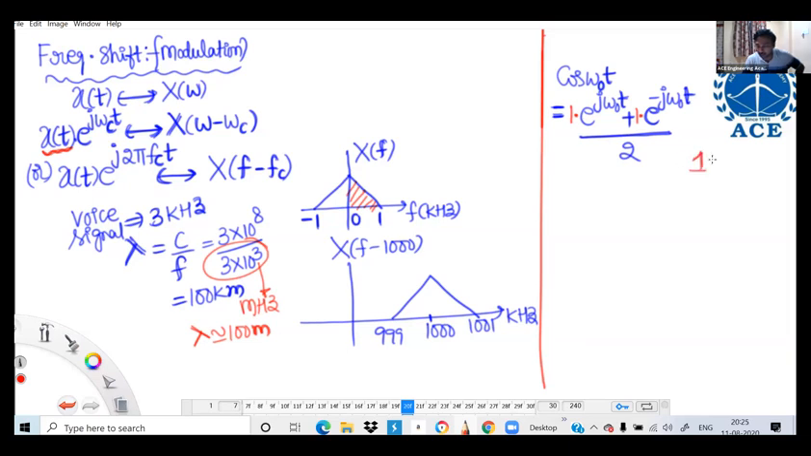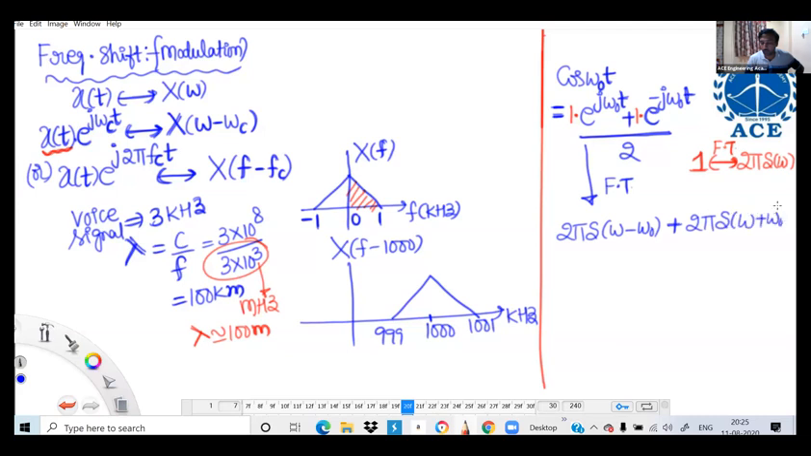What is the Fourier transform of 1? We already know it is 2 pi delta(omega). So based on the frequency shifting property, a signal multiplied by an exponential means the spectrum is shifted by how many units? 2 pi delta(omega minus omega naught), and next, what is the shift value? 2 pi delta(omega plus omega naught), whole divided by 2.